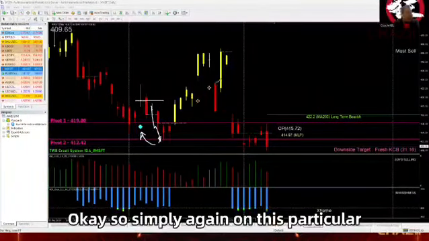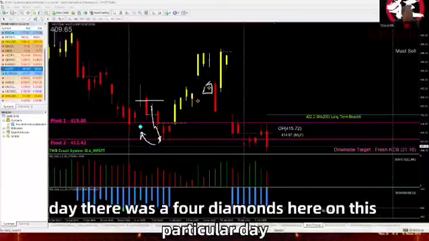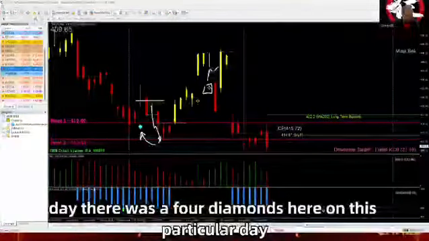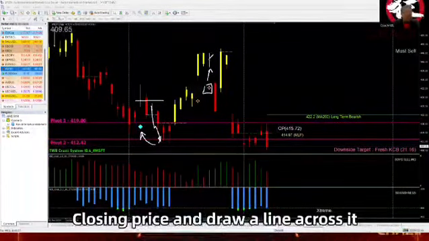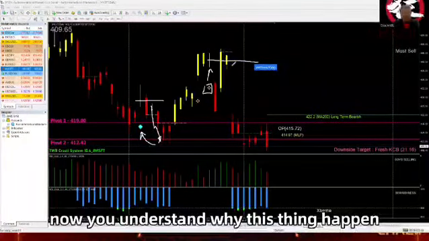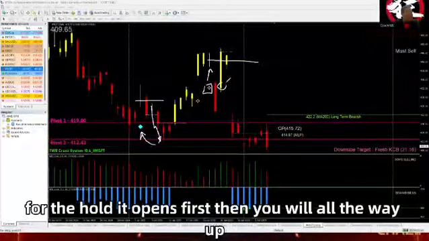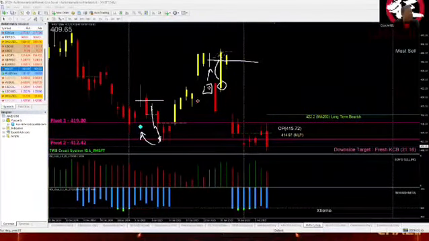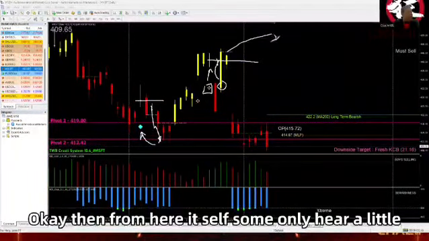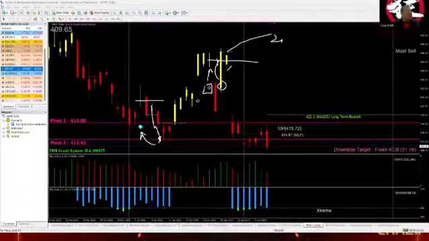Okay, so same thing again on this particular day. There were 4 diamonds here on this particular day. You just have to take the closing price and draw a line across it. And now you understand why this thing happened. So first of all, the market opens, then it went all the way up. Okay, then from here, only a little bit, and then what happened?